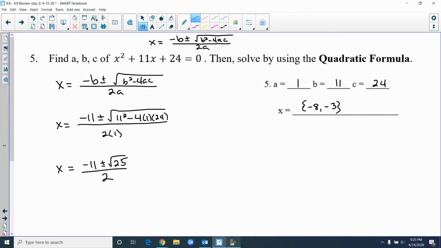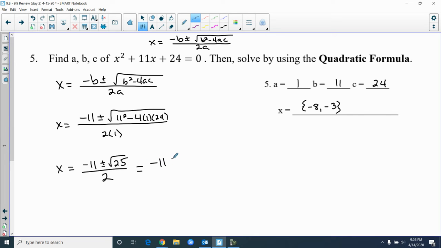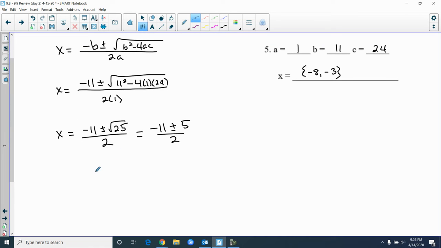Okay, this is where we figure out whether we have a decimal answer or just a fraction or a whole number. When you take the square root of 25, if it comes out to be a whole number, we don't have to worry about decimals or radicals. So it's 5. So now that gives me negative 11 plus or minus 5 over 2. So here's your two cases. X equals negative 11 plus 5 divided by 2, and negative 11 minus 5 divided by 2. Well, what is negative 11 plus 5? That is negative 6, and negative 6 divided by 2 is negative 3.